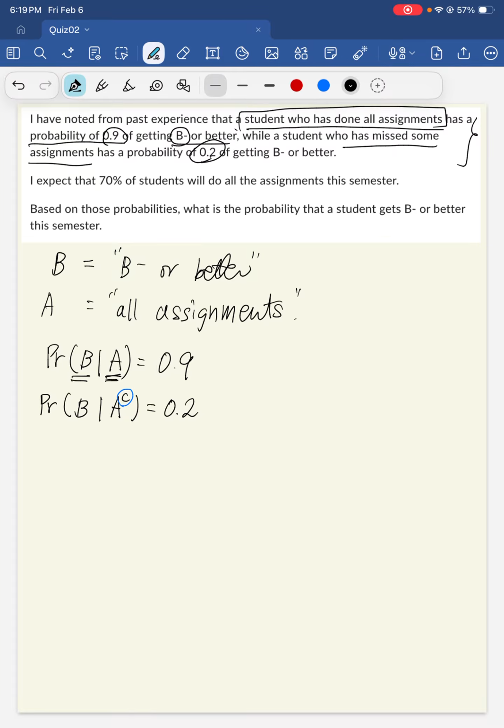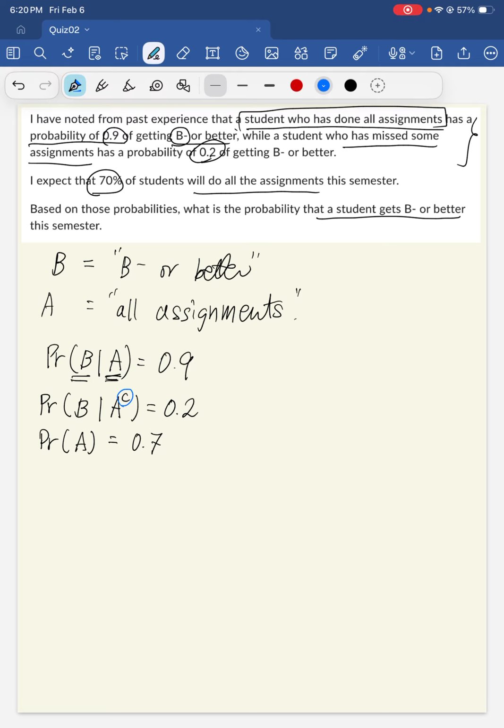And then I expect 70% of students do all the assignments. That means the unconditional probability, among all the students, of finishing all assignments is 70%. Given this information, I'd like to calculate the probability that a student gets B minus or better. So this is unconditional probability. Out of all the students who take this course, how many of them can get B minus or better?